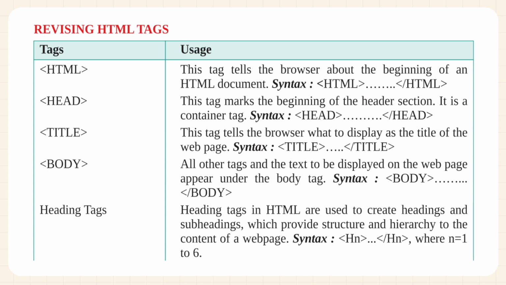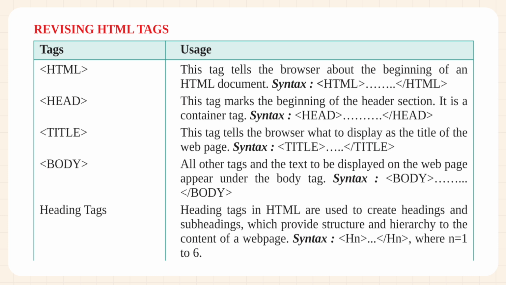HTML tag: this tag tells the browser about the beginning of an HTML document. Syntax: <html></html>. Head tag: this tag marks the beginning of the header section. It is a container tag. Syntax: <head></head>. Title tag: this tag tells the browser what to display as the title of the web page. Syntax: <title></title>. Body tag: all other tags and the text to be displayed on the web page appear under the body tag. Syntax: <body></body>.